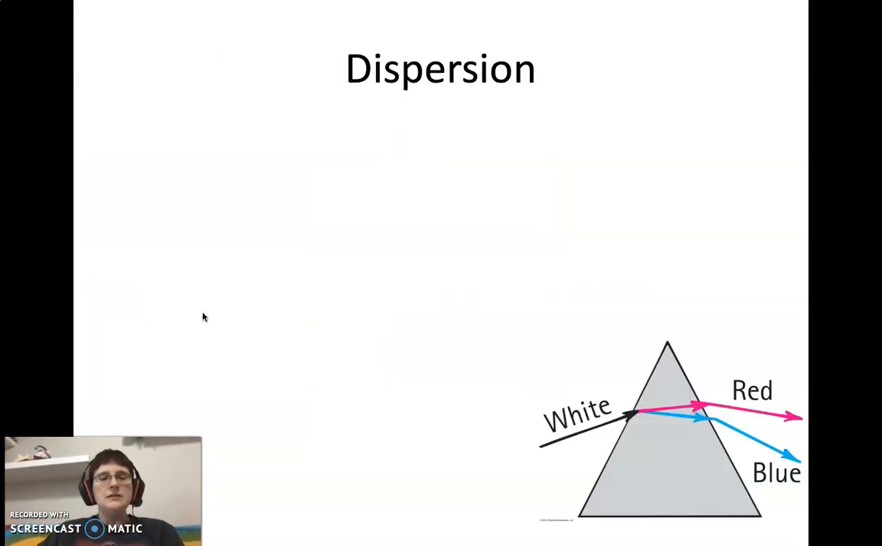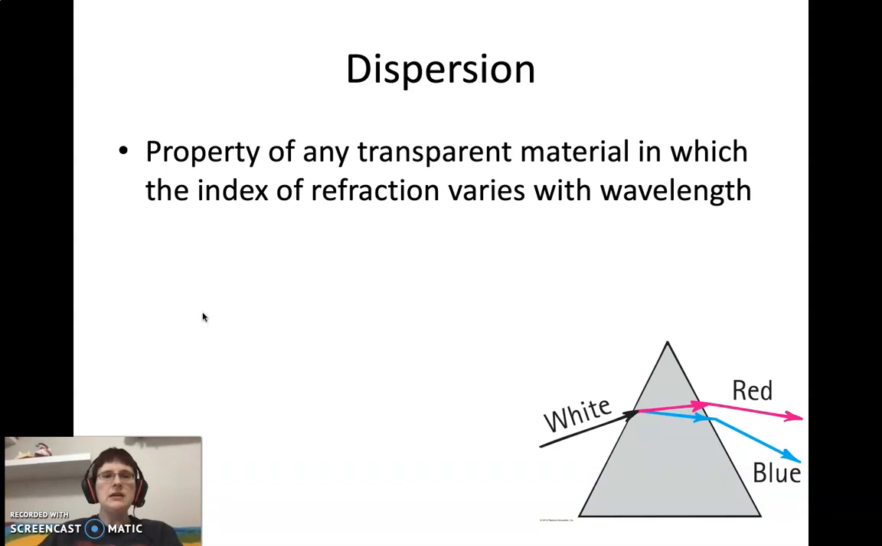All right, so this last section is kind of just some random properties of light, but they're properties that you're familiar with. So the next one is dispersion. Dispersion is the property of any transparent material where the index of refraction varies with the wavelengths. So here we're talking about where the index of refraction is not the same for the ROY G BIV. So the index of refraction changes for red or yellow or green and so on.